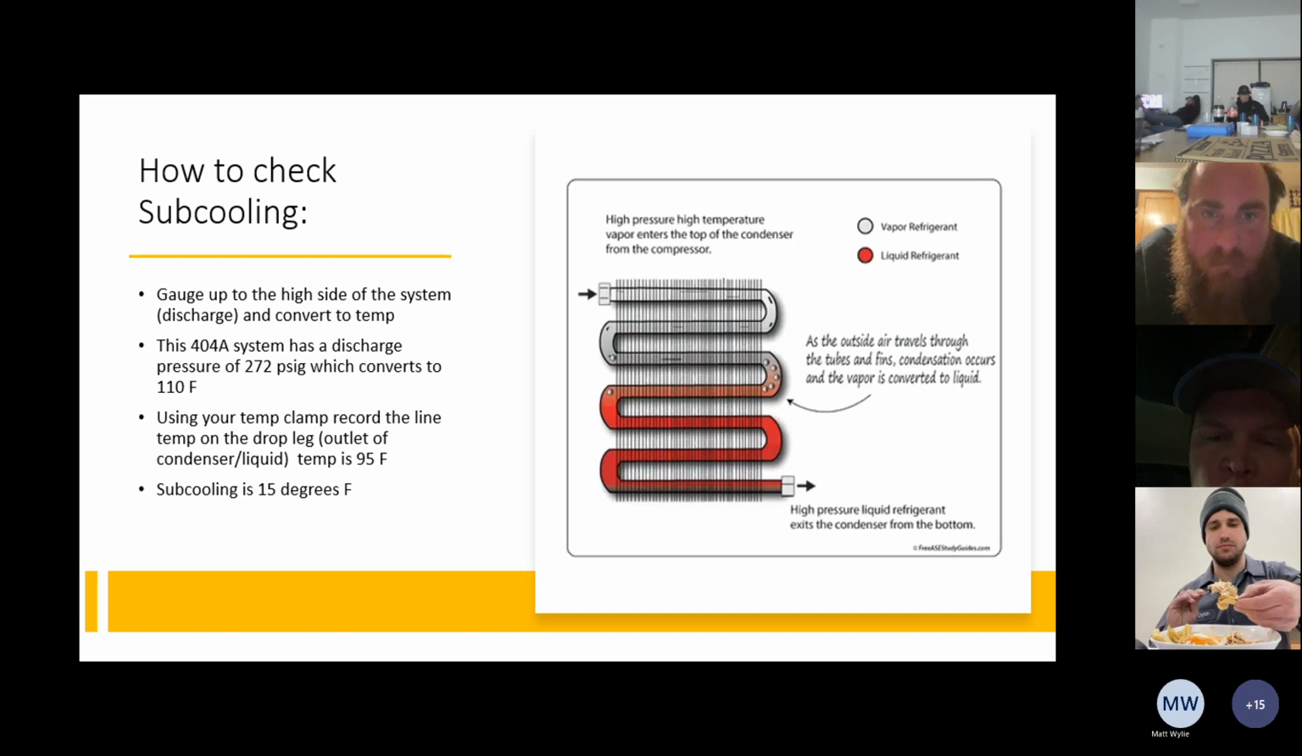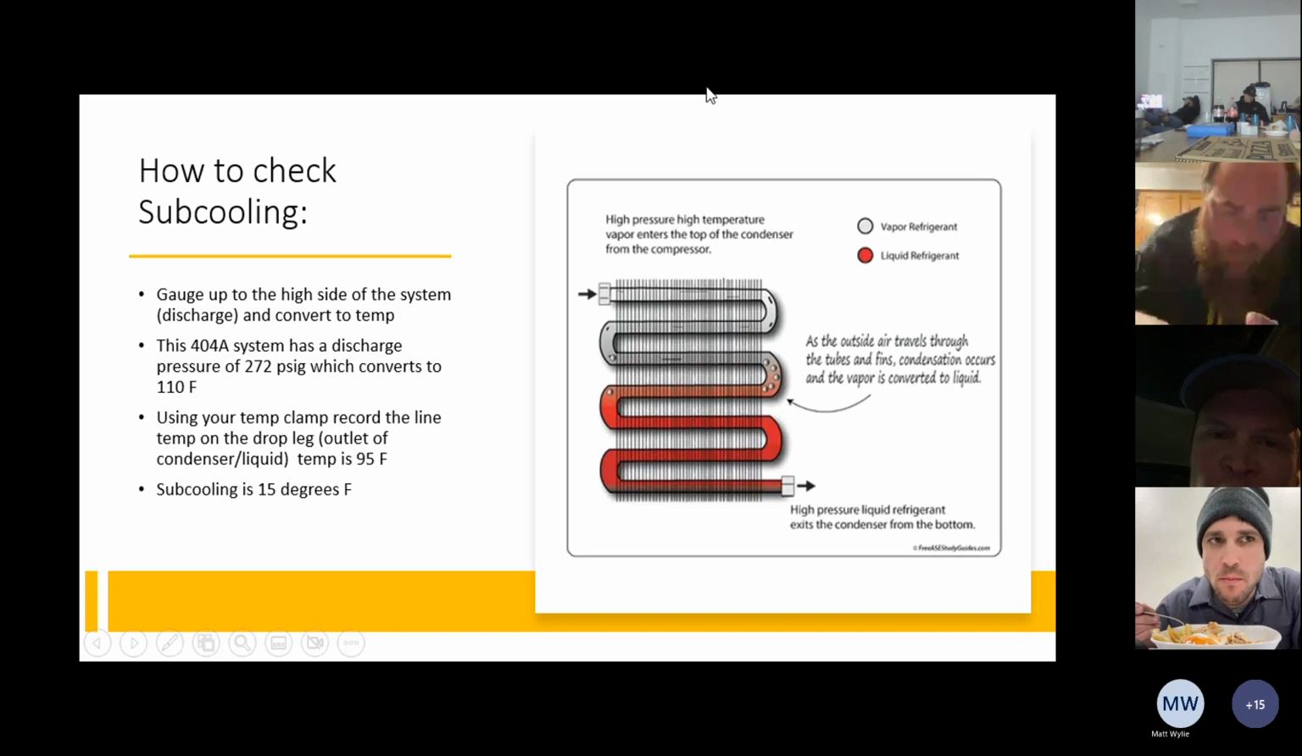Let's see what I put over here. We got high temperature. Why do we take subcooling? Sorry, I didn't hear you. I said, why do we take the subcooling? Because a lot of people take it, but they don't know the reasons why they take it or what they should be looking for.